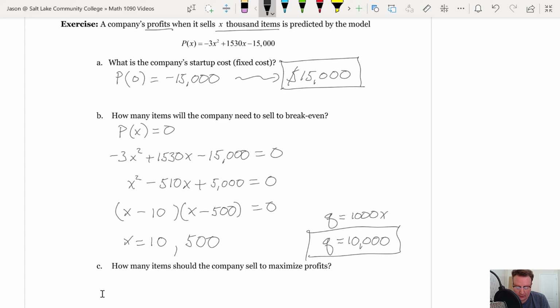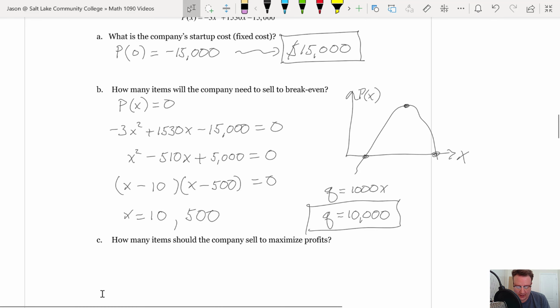Notice if I sell 500 times 1,000, 500,000 products, I will break even as well. That's because the graph of this function is going to look something like this. We're going to have these two break-even points, where this is x and this is p of x. It's a quadratic that opens downward. Now, the next question, part C: how many items should the company sell to maximize profits?